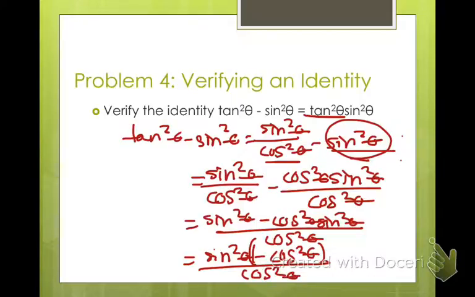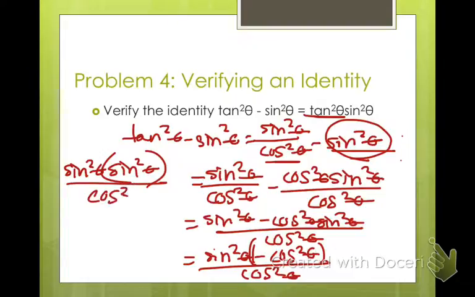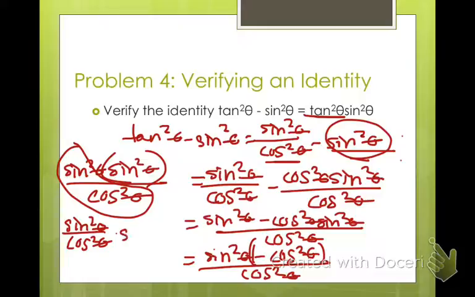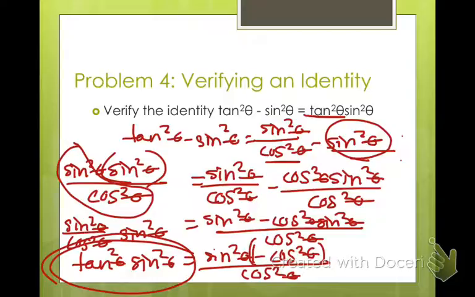Whew, these are fun. And 1 minus cosine squared theta is the same as sine squared theta over cosine squared theta. So then if we broke that down again, we have sine squared theta over cosine squared theta times sine squared theta. This becomes tangent squared theta times sine squared theta. Oh look, they're the same. Wasn't that fabulous?